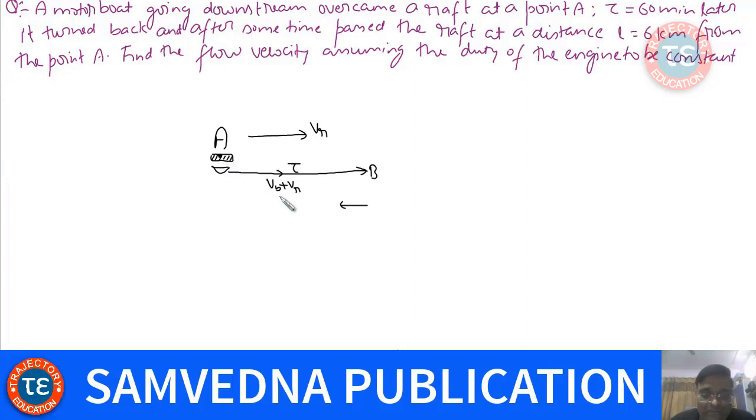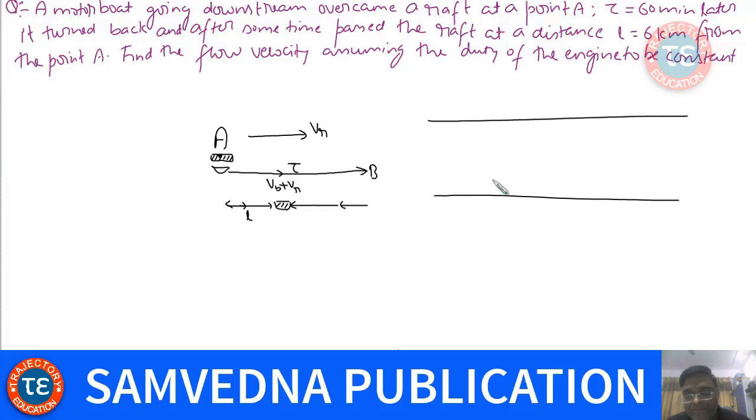Here there was a raft. So when he returns back, he meets the raft at some position like this, and this distance is given to you, that is L equal to 6 km. So while it returns, it meets the raft at this point, which is distance L from the point A. You got your problem?